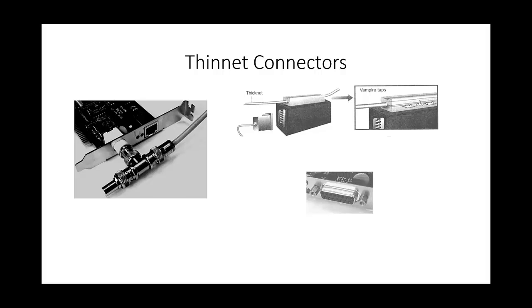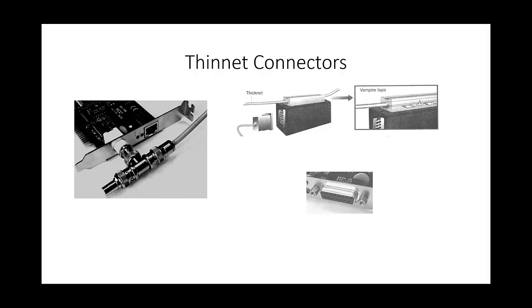Which is a metal spike, and this pierces the outer layer of the cable to connect the core. Transceivers can only be attached to the cable at intervals of 0.5 meters, which are marked on the cable itself. Connection to the computer's network adapter is via a drop cable of maximum length of 50 meters. This connects to the attachment unit interface, as you can see at the bottom picture of the network card. This port uses a DB15 connector.